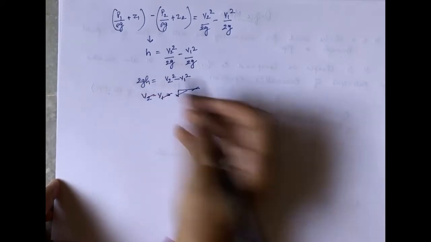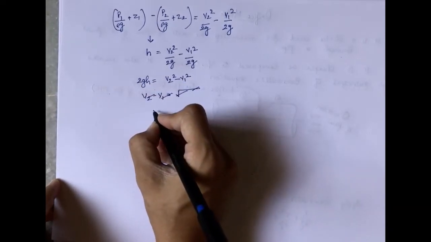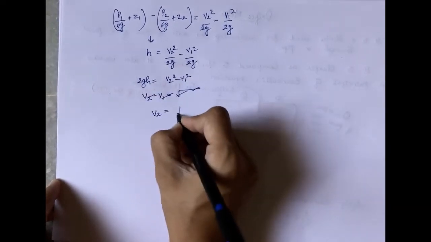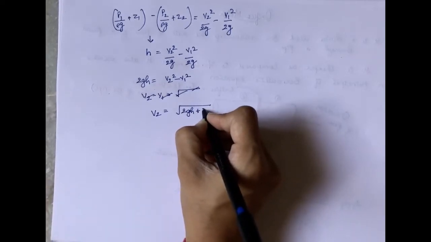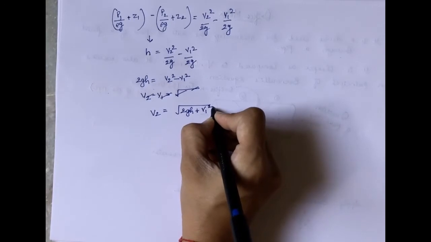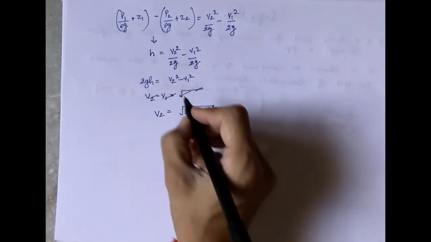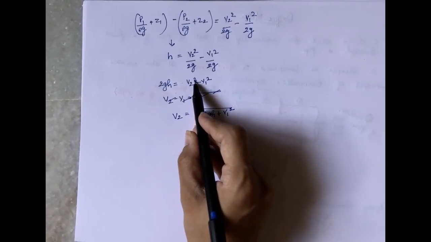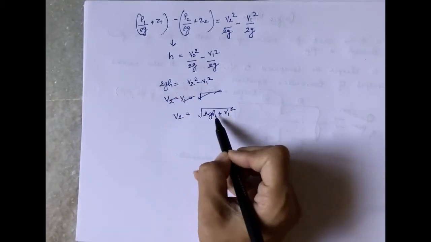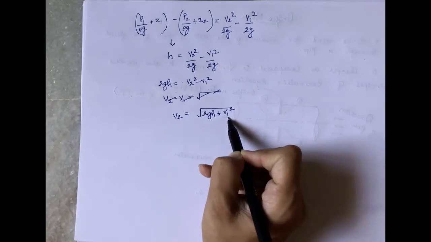Taking V1 square on this side and taking the root, we will get V2 is equal to under root of 2gH plus V1 square. That comes from this equation, making V2 the subject and taking its root.